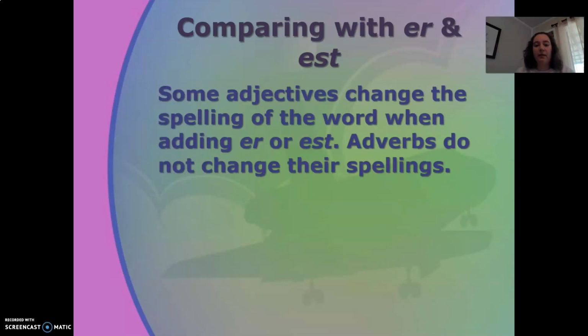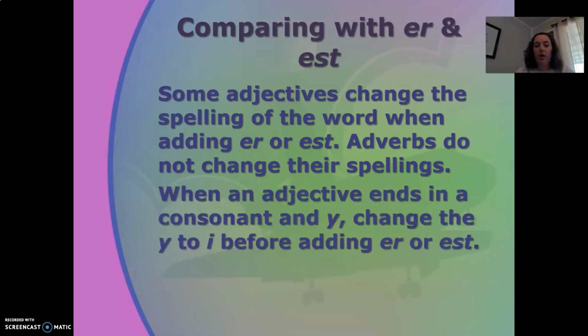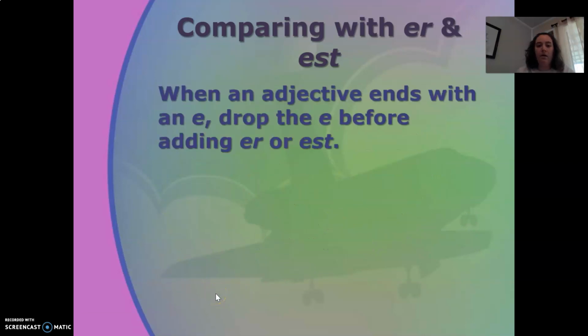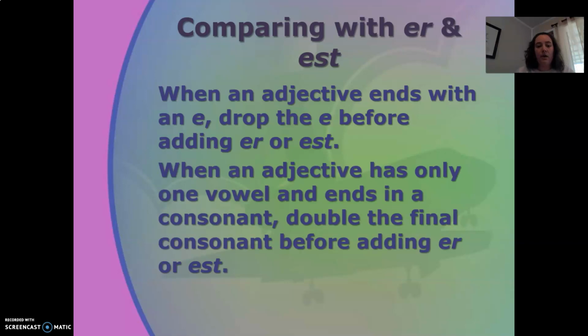Some adjectives change the spelling of the word when you add ER or EST. Adverbs do not change their spellings. When an adjective ends in a consonant and a Y, change the Y to I before adding ER or EST. Like the word tiny, you have a consonant and a Y. So tiny becomes tiniest, putting an I instead of a Y. When an adjective ends with an E, drop the E before adding ER or EST. When an adjective has only one vowel and ends in a consonant, double the final consonant before adding ER or EST. Like big, bigger has two G's.